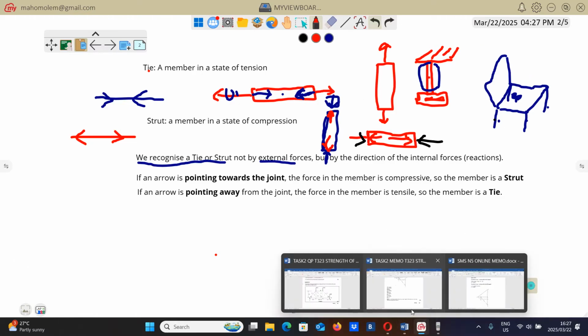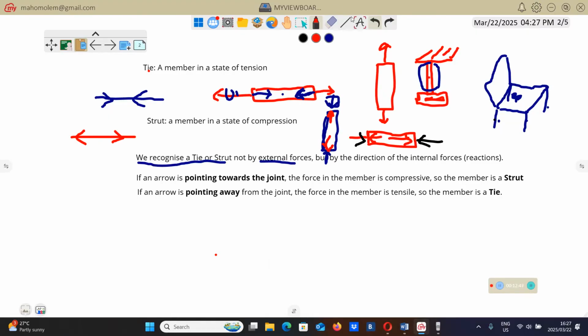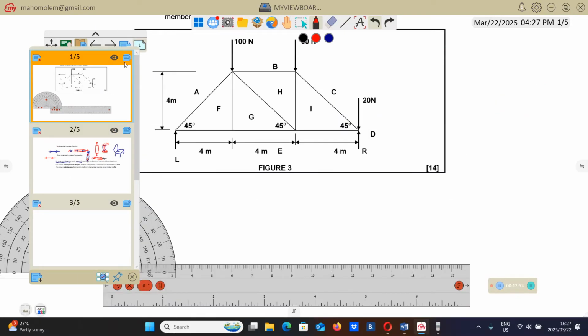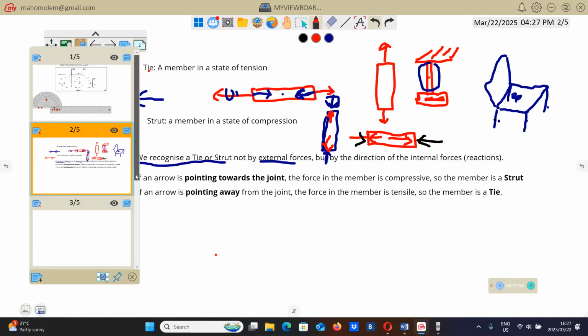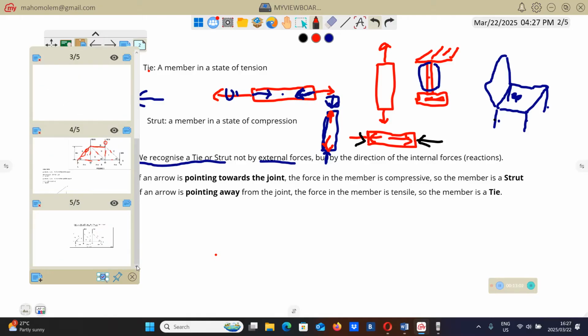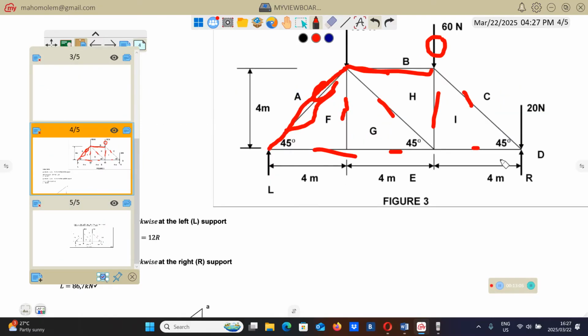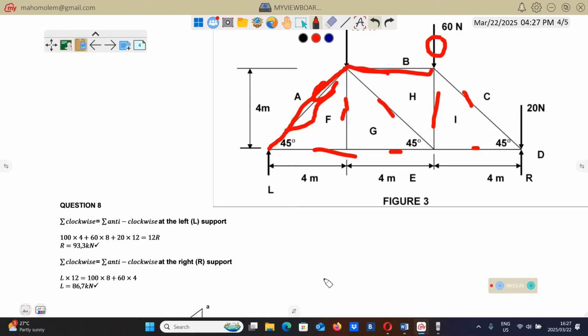Right. So to solve this kind of problem, we have to start by calculating the reactions first. As I've said, this thing will be used to support the load.